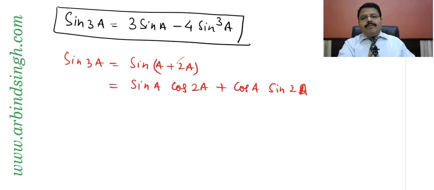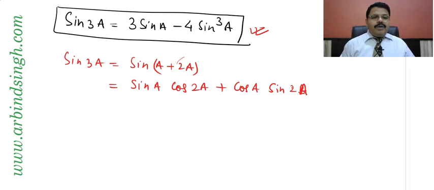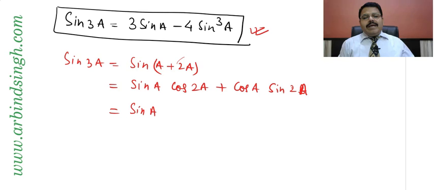Now, because we have to find the formula in the form of sin, for cos 2A there are four formulas. And what are those four formulas? Cos square A minus sin square A, 1 minus 2 sin square A, 2 cos square A minus 1, and 1 minus tan square A upon 1 plus tan square A. Because we need it as a function of sine, we can use the formula 1 minus 2 sin square A. So, in place of cos 2A, we may write 1 minus 2 sin square A.